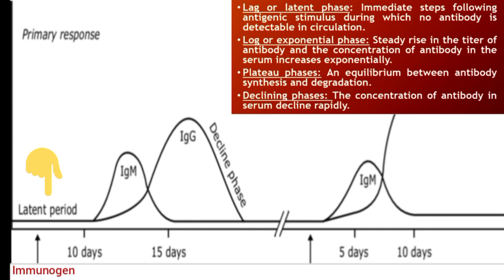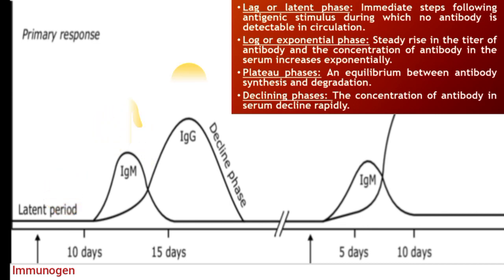Lag phase or latent phase is the immediate state following antigenic stimulus, during which no antibody is detectable in circulation, and the length of this period is generally 1 to 2 weeks. The second phase is the log or exponential phase, in which there is a steady rise in the titer of antibody, and the concentration of antibody in the serum increases exponentially. That's why this phase is also called the exponential phase.